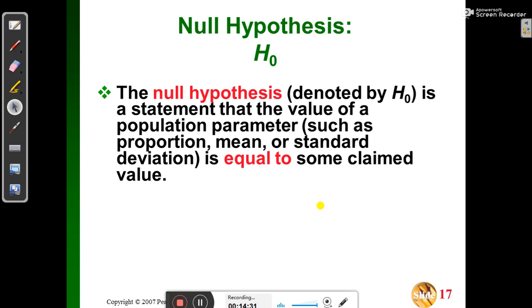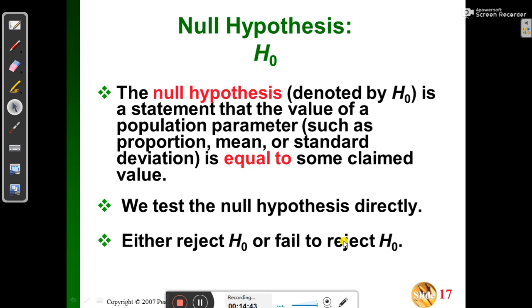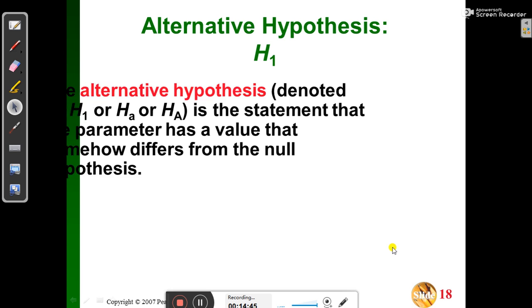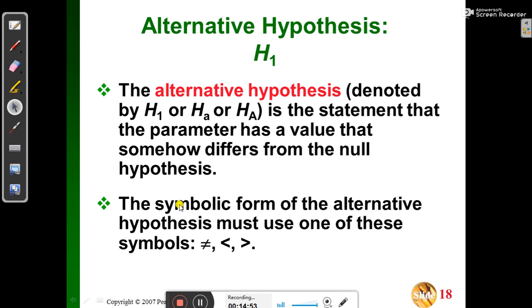The null hypothesis is a statement that the value of a population parameter, such as proportion, mean, or standard deviation, is equal to some claim value. We test the null hypothesis directly. Either reject H0 or fail to reject H0. The alternative hypothesis is the statement that the parameter has a value that somehow differs from the null hypothesis, the opposite of the null hypothesis. The symbolic form of the alternative hypothesis must use one of these symbols.